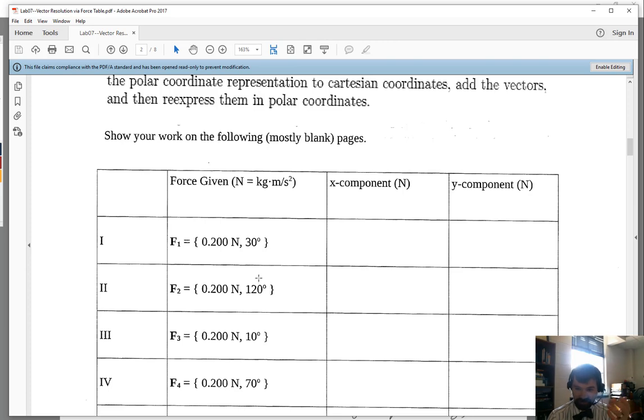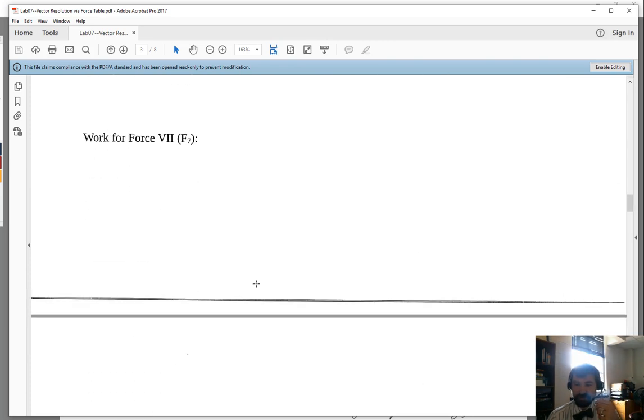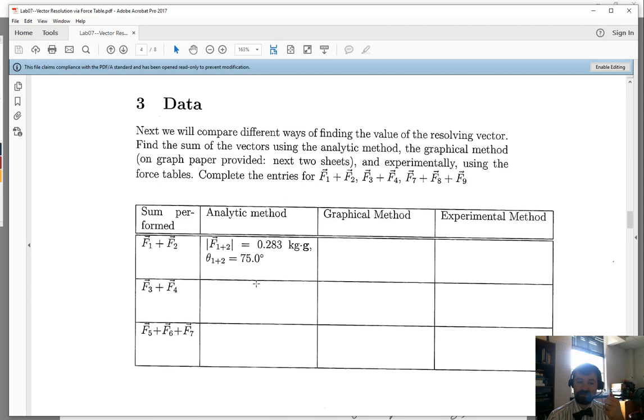Okay. Without converting them, leaving them in polar form, you can solve graphically. That's where you draw tip to tail, and then you measure the resultant vector using a protractor and a ruler. You should end up with the same answer here as you got here. Okay?